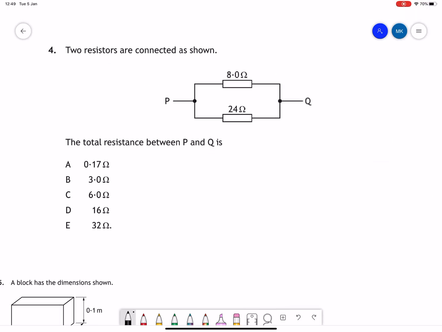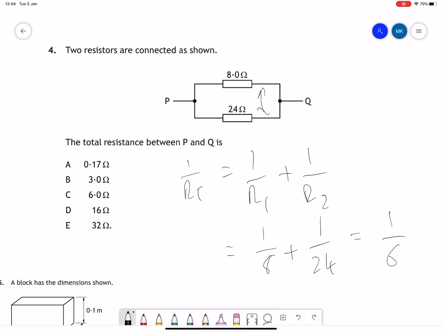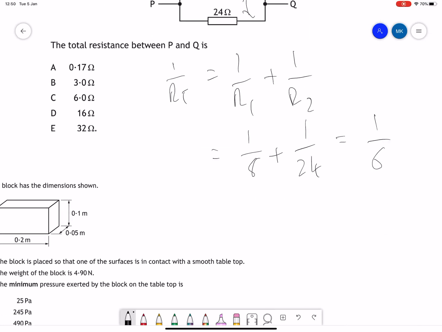2 resistors, number 4. So we have to calculate the total resistance. These are in parallel. It's a parallel circuit. And to calculate total resistance in parallel, you do 1 over RT equals 1 over R1 plus 1 over R2. So that's 1 over 8 plus 1 over 24, which would give you 1 over 6. But remember, 1 over RT equals 1 over 6. So the answer is not A. 1 over 6 is 0.16667.